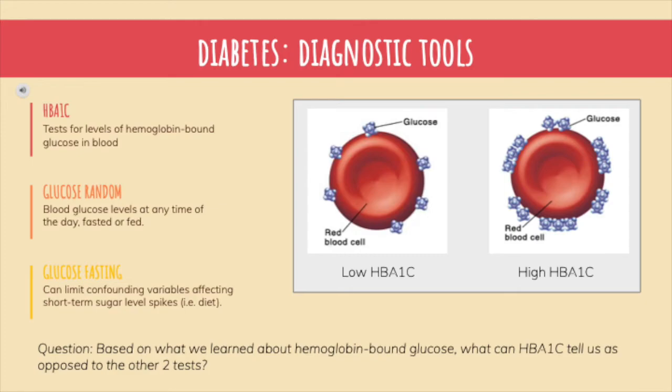so it doesn't limit for that variable. Just going back to HbA1c, I really wanted to ask the question of, based on what we learned about hemoglobin-bound glucose, or how glucose can bind to red blood cells, what can HbA1c tell us as opposed to the other two tests? The big thing here is that, as I said before, your red blood cells have a lifespan of up to 120 days, right? So it can give you a good picture of your sugar levels and your glucose tolerance for more of a long-term picture, right? That's what it's important for, and that's why we use it in conjunction with glucose random and glucose fasting.